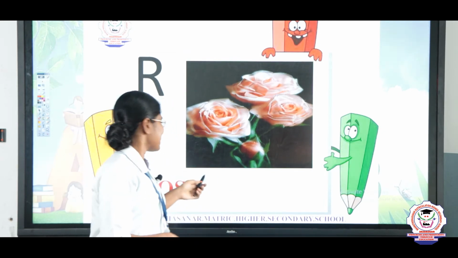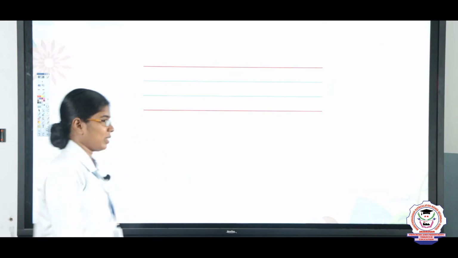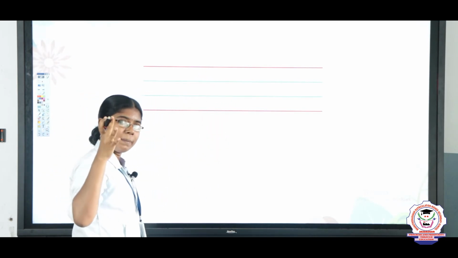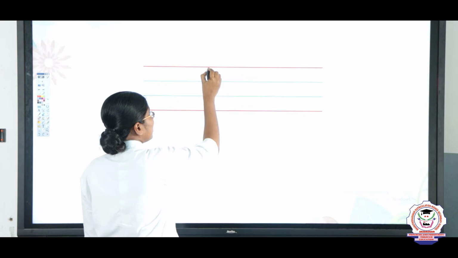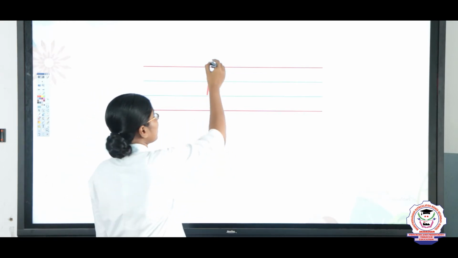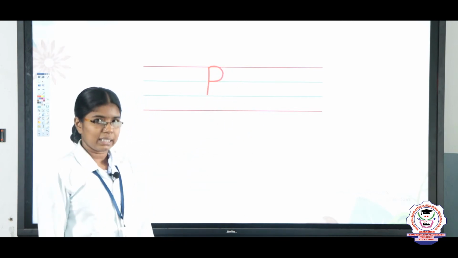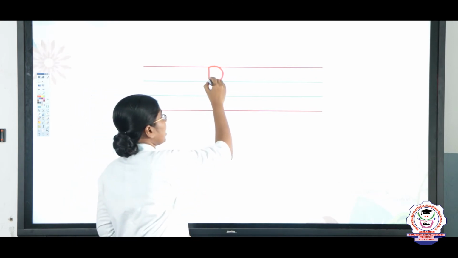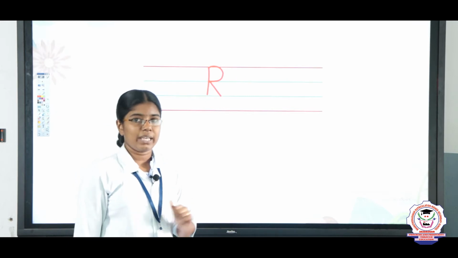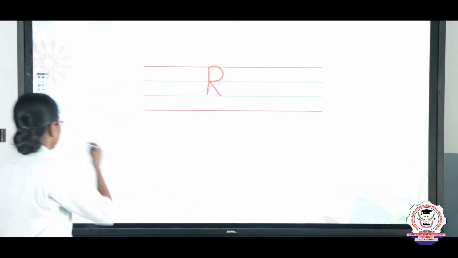Okay. Yes. Listen. Now we are going to write the letter R here. Okay. See. Again keep your pencil on the top red line. Okay. From there, draw a standing line till the third line. Okay. Then see. From here, you have to draw a left open curve. Okay. See, without lifting your pencil, draw a slanting line. Okay. This is the letter R. What letter is that? Yes, R. Good.